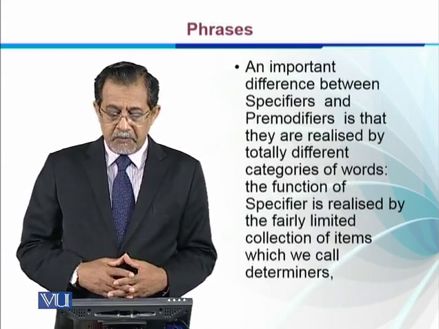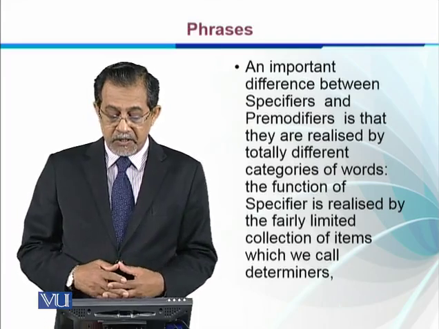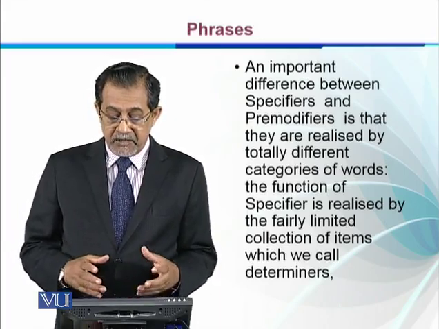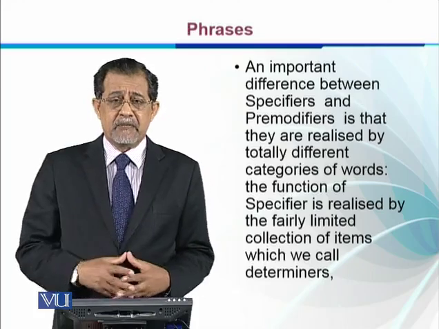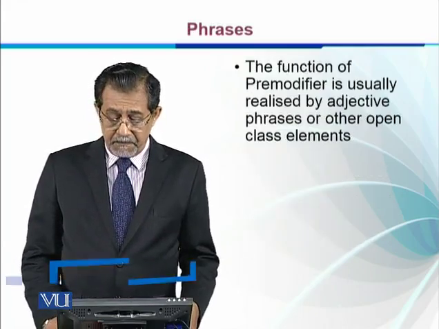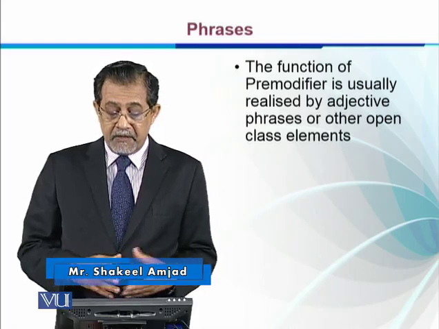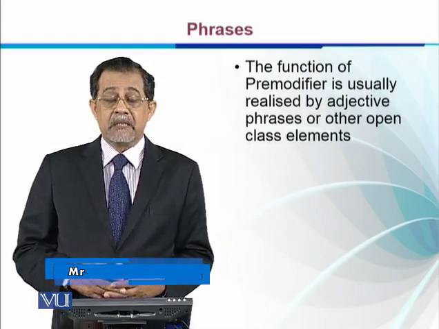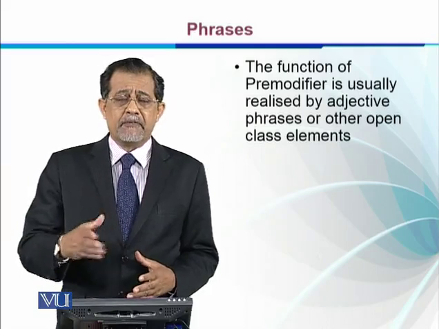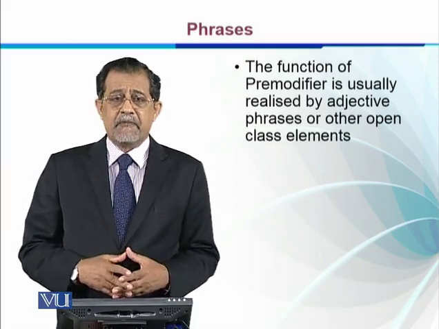An important difference between specifiers and pre-modifiers is that they are realized by totally different categories of word. The function of specifier is realized by the fairly limited collection of items which we call determiners. Specifiers are very few, whereas determiners can be of many types. The function of pre-modifier is usually realized by adjective phrases or other open class elements. So we know that pre-modifiers are adjectives of different types, quality, color, size, etc., right? And they always come before their noun.